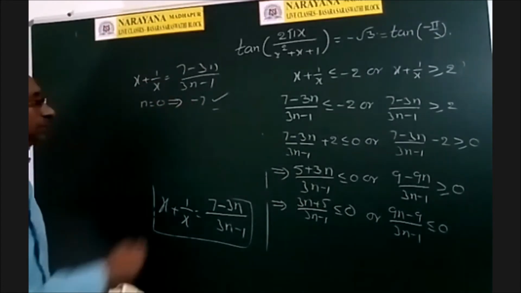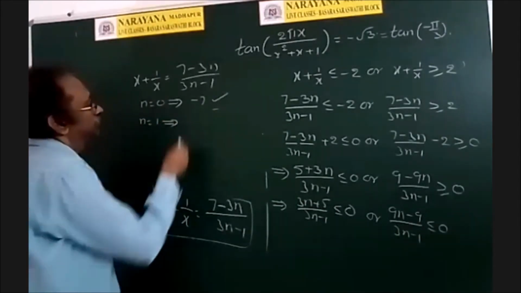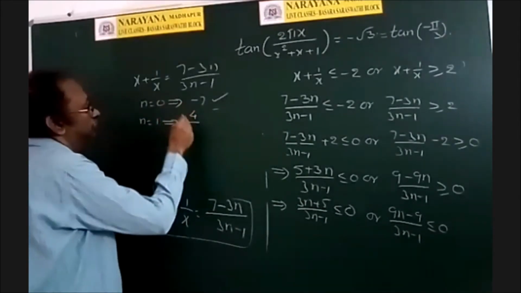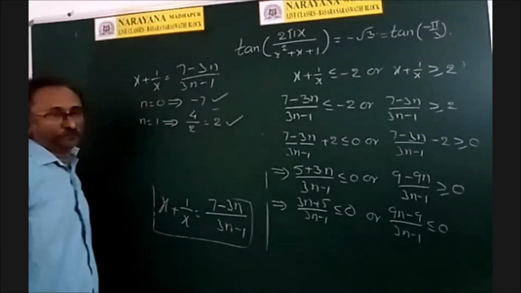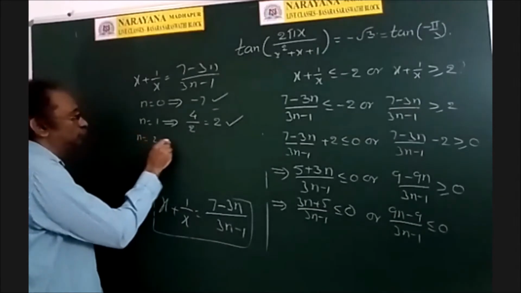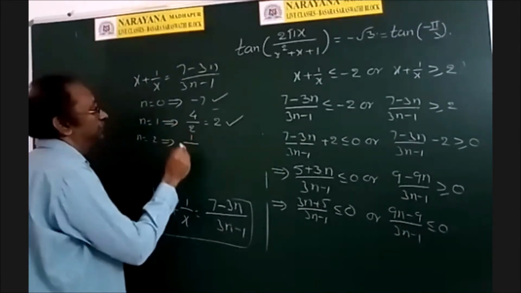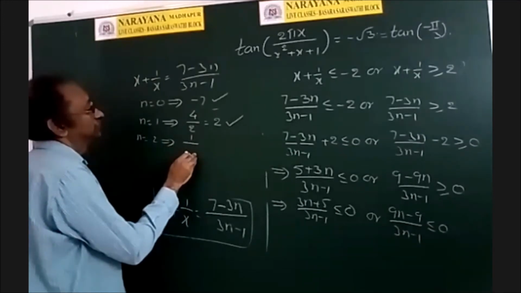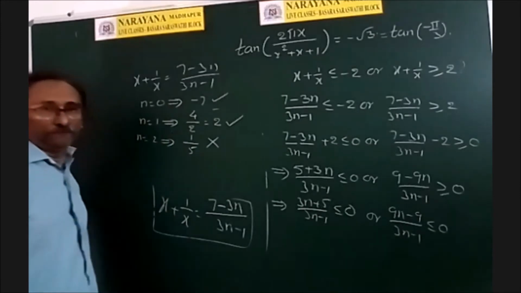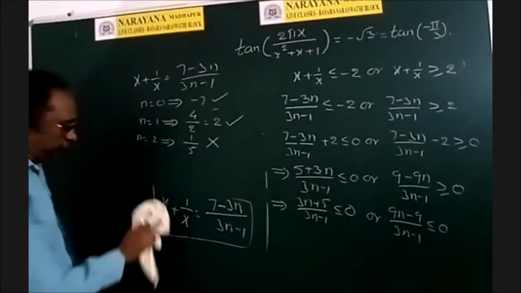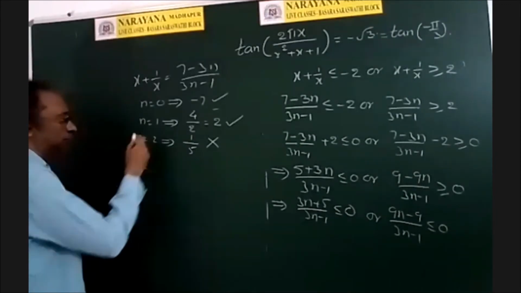Therefore, minus 7. Put n is equal to 1. 7 minus 3, 4. By 3 minus 1, 2. 2, okay. Next, n is equal to 2. 7 minus 6, 1. And what is this? 6 minus 1, 5. Now it lies in between minus 2 and plus 2. So we should not take that.